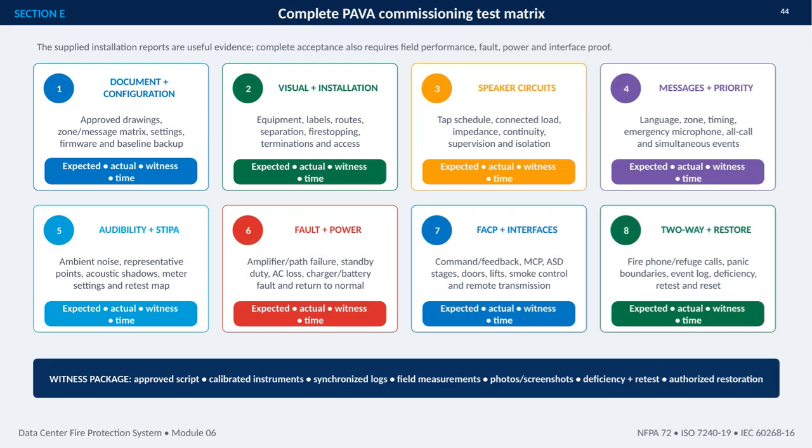This slide completes the PAVA commissioning test matrix. The installation reports provide useful evidence, but acceptance requires documented proof of field performance, faults, power behavior, and interfaces. The matrix starts with approved drawings, the zone and message matrix, system settings, firmware, and a baseline backup. It then verifies visual installation details, including equipment, labels, routing, separation, fire stopping, terminations, and access.